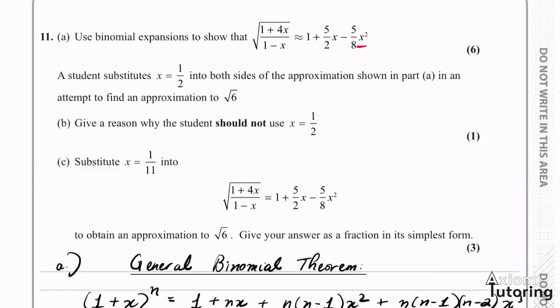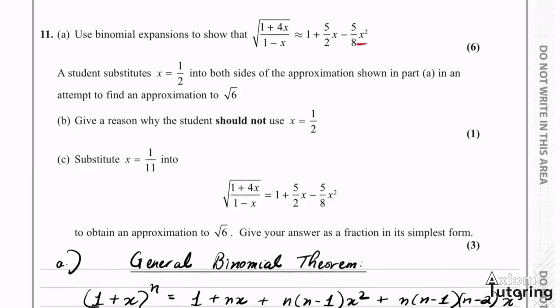So now we're looking at part B, question 11. A student substitutes x equals a half into both sides of the approximation shown in part A. So that's this approximation here, in an attempt to find an approximation for root 6. And part B is asking us to give a reason why the student should not use x equals 1/2.